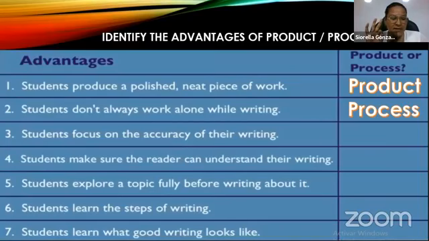What about number three? Students focus on the accuracy of their writing. Not fluency, but accuracy. It should be perfectly written. All right, product, very well. Product writing, good. Number four. Students make sure the reader can understand writing. When there is a revision, remember? Oh, I understand everything. What is that? What is number four?